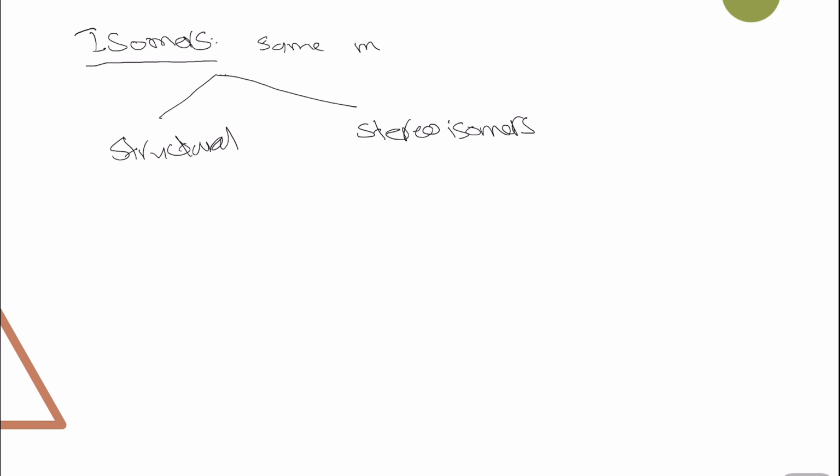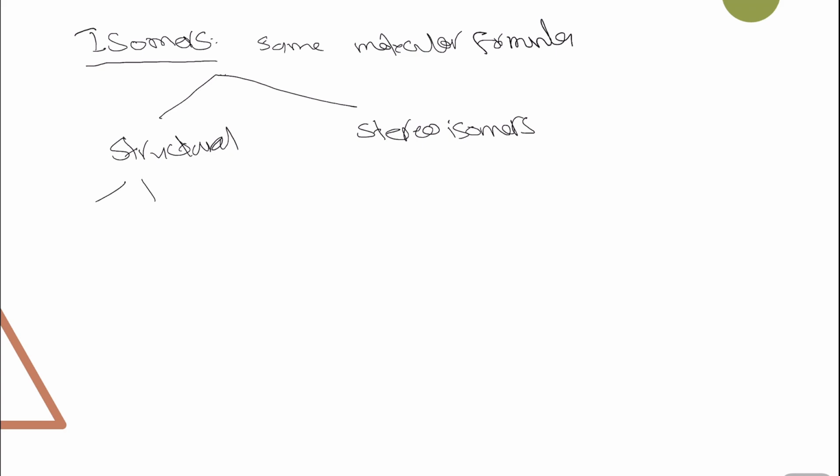So, we talked about isomers and we said there are two types of isomers. There are structural isomers and there are the stereoisomers. Isomers are different compounds that have the same molecular formula, but they are different. So isomers must have the same molecular formula.